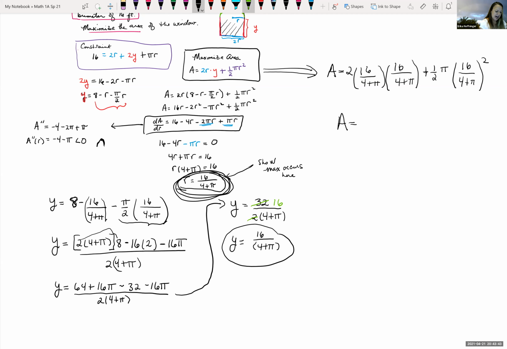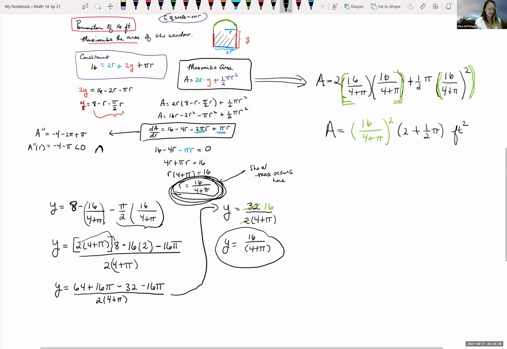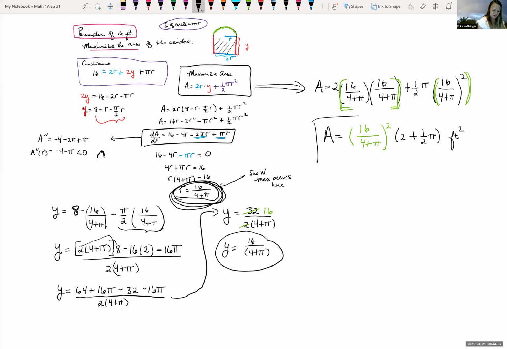Notice they both technically have a 16 all over 4 plus pi quantity squared in common. So we can technically, if we wanted to, pull that out, 16 all over 4 plus pi quantity squared. If we did that from that first grouping, we'd be left with just the 2. And from this second grouping, we would be left with that 1/2 pi, so plus 1/2 pi. Feet squared.